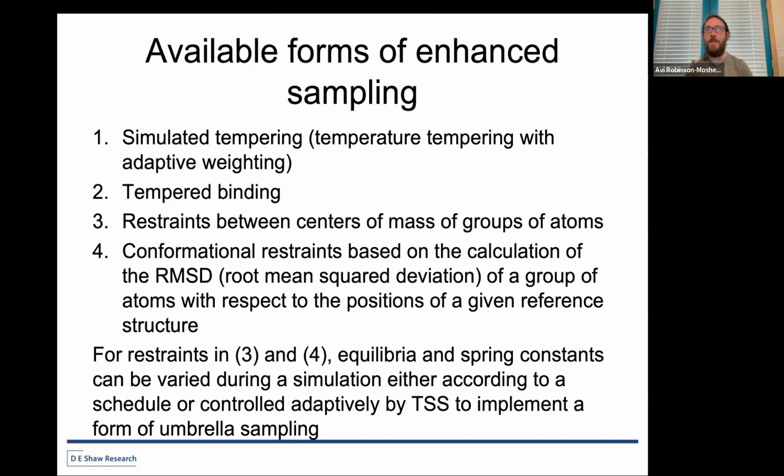Similarly, for something like RMSD restraints, imagine you've got a protein where there's a loop that you know has two different conformations. You could do TSS where you have an RMSD restraint targeting a certain distance from one of the conformations at one end of your schedule and the other conformation at the other end of your schedule, temper between those, and see what the free energy profile is along that schedule.